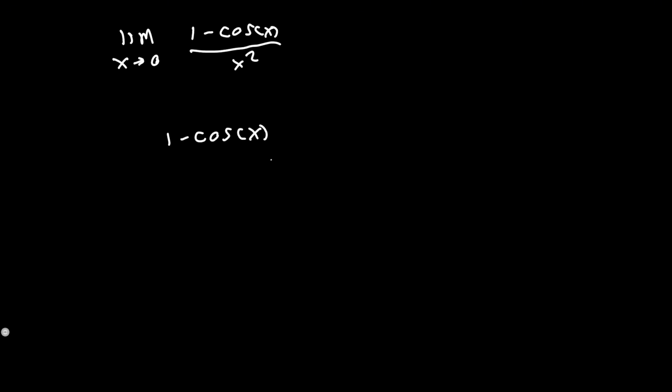Another one we could look at is, let's say, the limit as x approaches 0 of 1 minus cosine of x over, let's say, x squared. So how would we evaluate this limit? Well, it's a bit tricky, but we also have to look at 1 minus cosine of x.